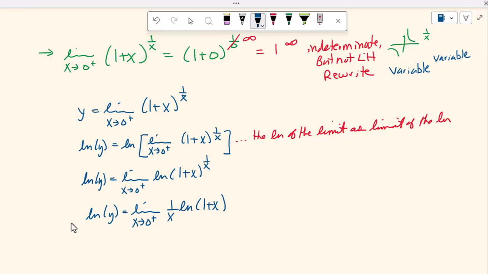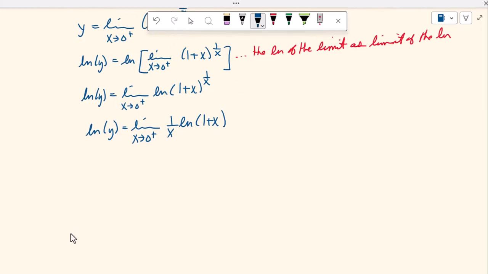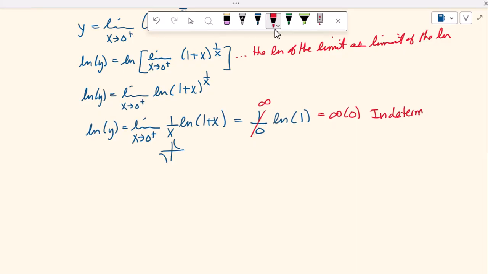Let's take that limit on the right hand side. This would be 1 over 0 times the natural log of 1. Well, remember, 1 over 0 we don't leave like that. The graph of 1 over x, as I approach from the right, is going off toward infinity. So this is actually infinity. So infinity times 0 is indeterminate, but it's not indeterminate L'Hopital's.